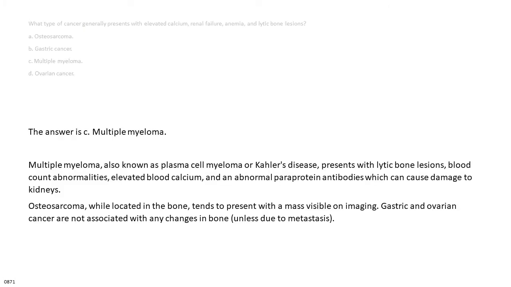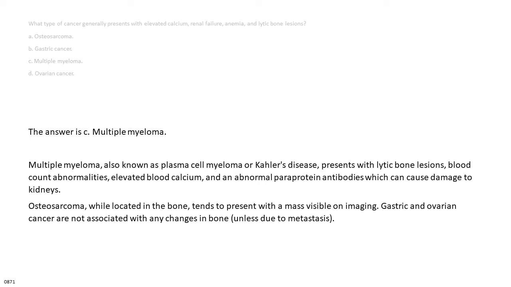The answer is C. Multiple myeloma. Multiple myeloma, also known as plasma cell myeloma or Kahler's disease, presents with lytic bone lesions, blood count abnormalities, elevated blood calcium, and abnormal paraprotein antibodies which can cause damage to kidneys.